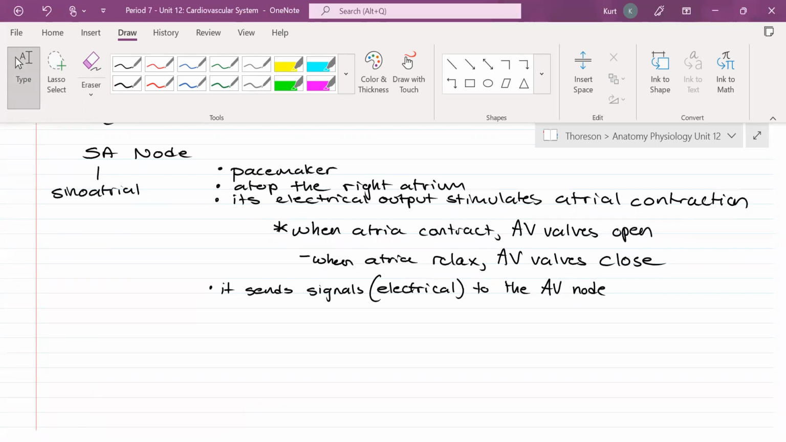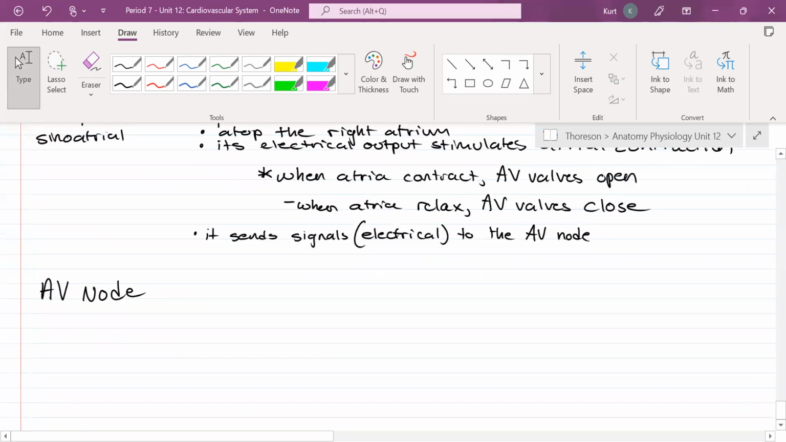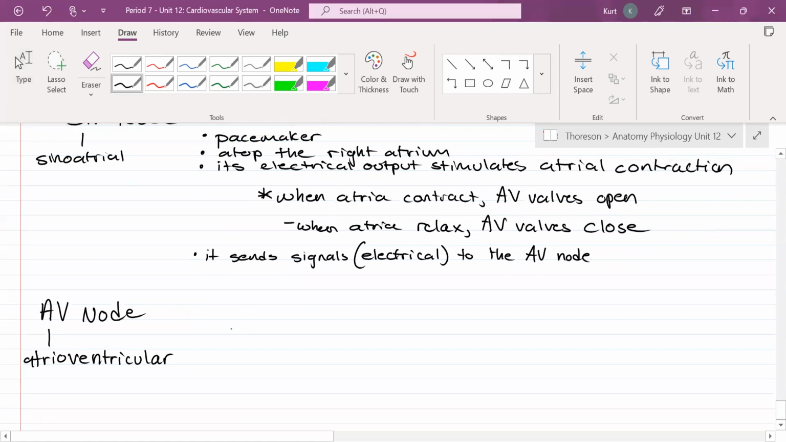All right. Let's move on to the AV node then. What does the AV stand for? All one big word. Good. Atrioventricular. This node is near your tricuspid valve. It is stimulated by your SA node.